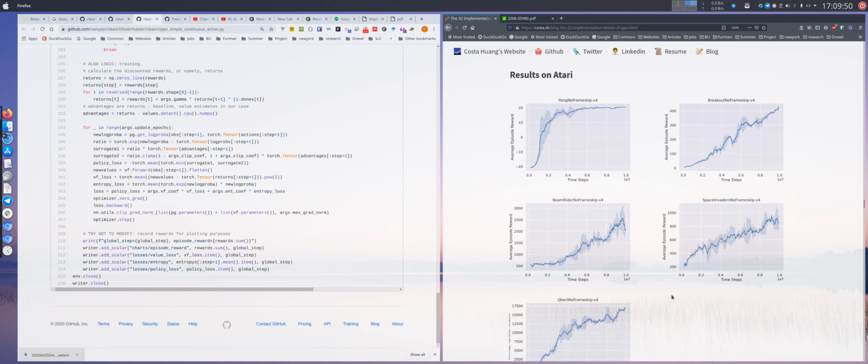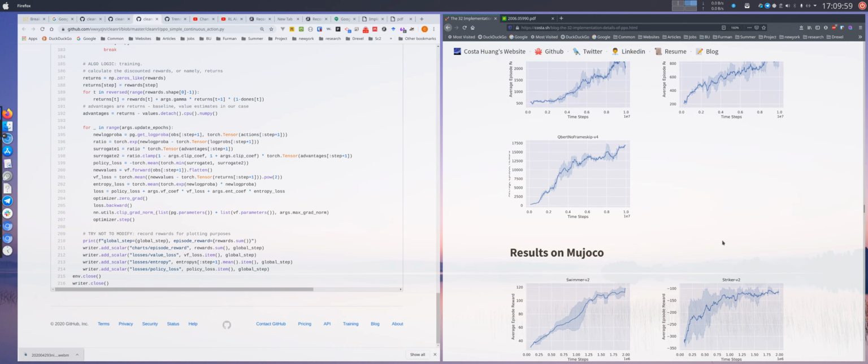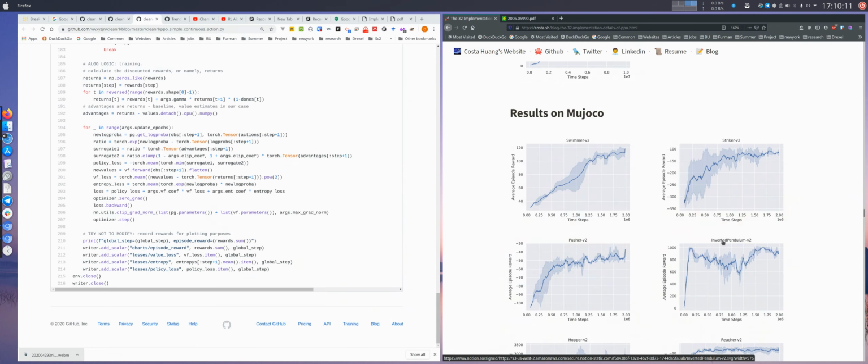Essentially, we are able to reproduce PPO's implementation on a lot of Atari games. In Pong and Breakout, the performance is very stable. The policy improvement is very stable. You don't see a lot of jumps as I see in some of the DQN or C51, at least in my implementation.